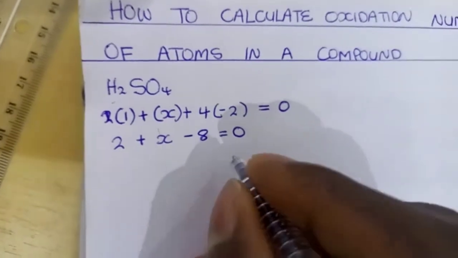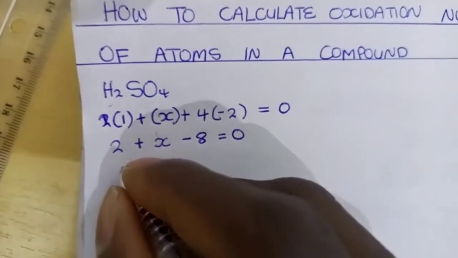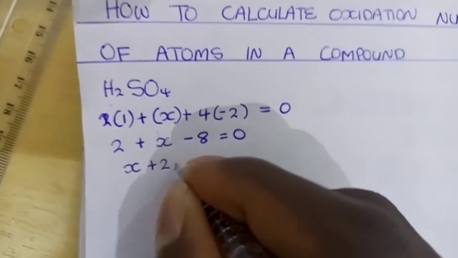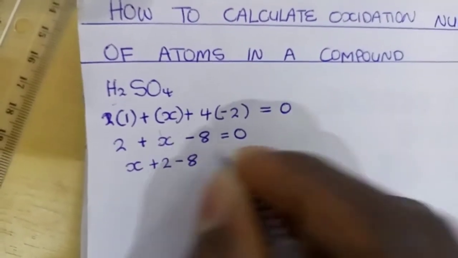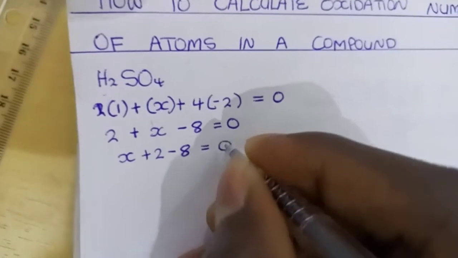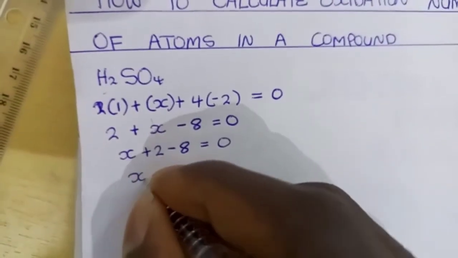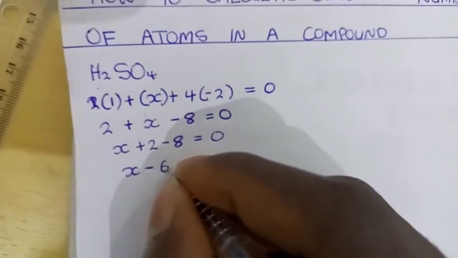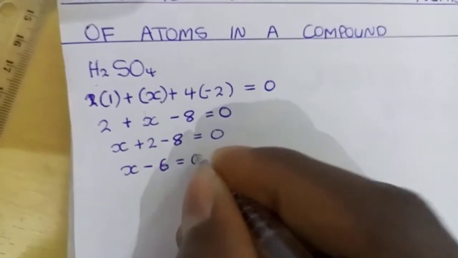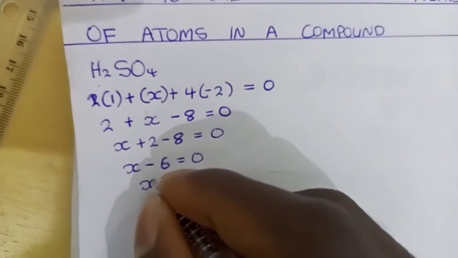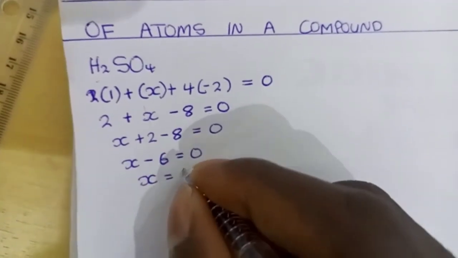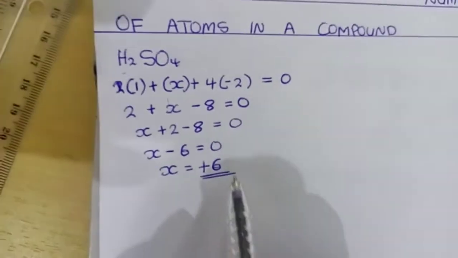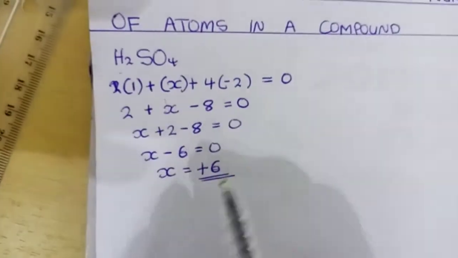So X plus 2 minus 8 equal to 0. 2 minus 8 will give us -6 equal to 0. So X equals +6. So the oxidation number of sulfur in this compound is equal to +6.